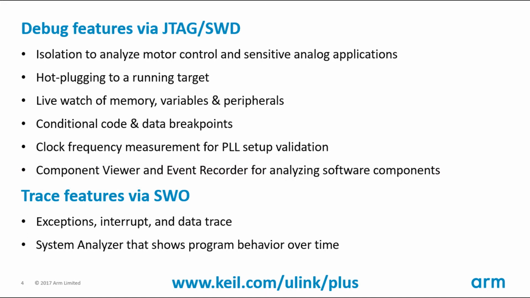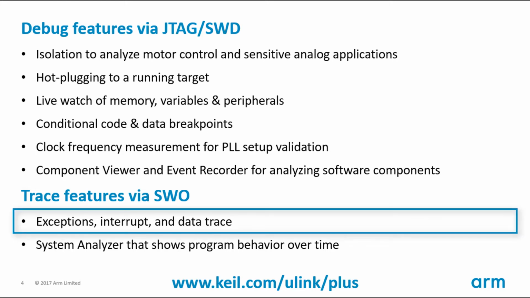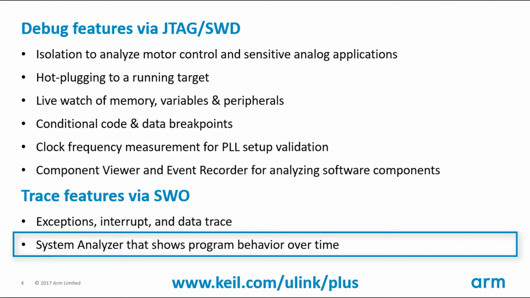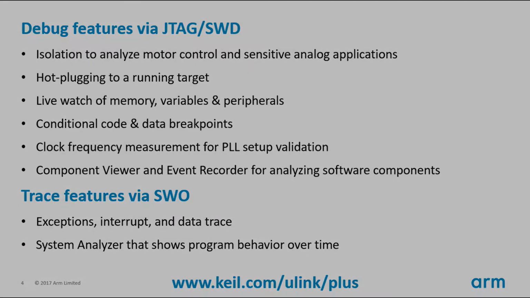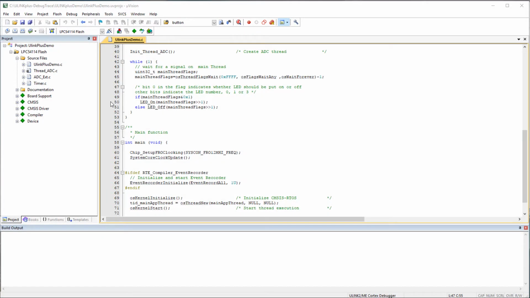With serial wire trace, short SWO, you get also statistics of interrupt execution, data trace of up to 4 variables, and a system analyzer that shows program execution over time. So let me show some of these features in action. I now start MicroVision and configure the ULINKplus debugger.